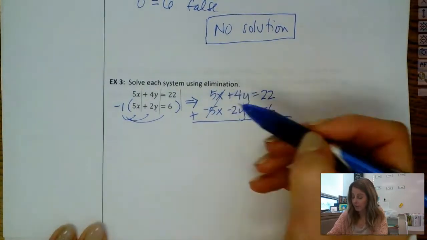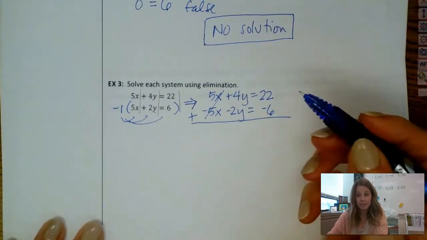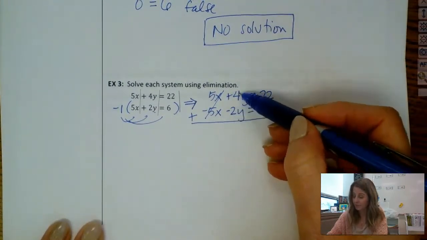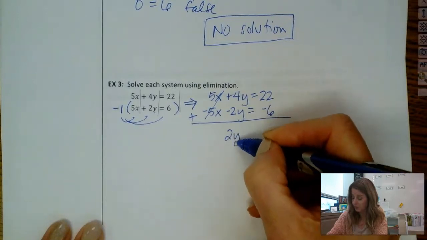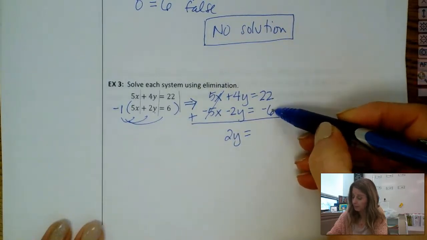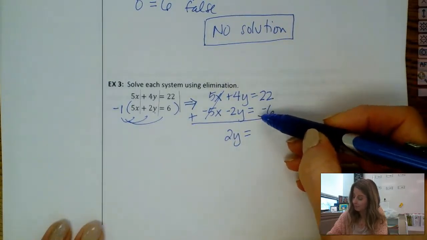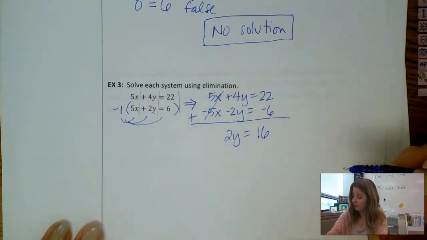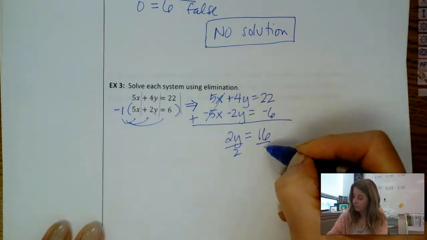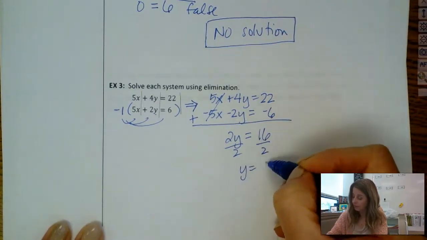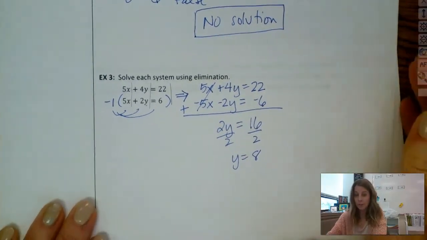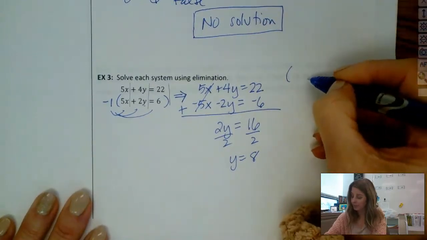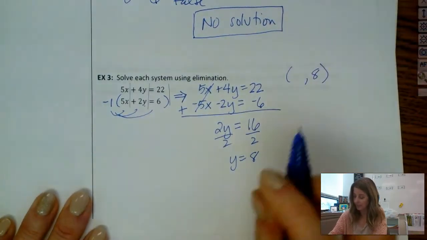Okay, here's my elimination. You forced that to happen, so that's what I wanted. 4 plus -2, or really 4 minus 2, is 2y. 22 minus 6, 16, I believe. And then divide by 2, so y is going to equal 8. Okay, so I am going to get an ordered pair here. I'm going to get something, comma, 8.